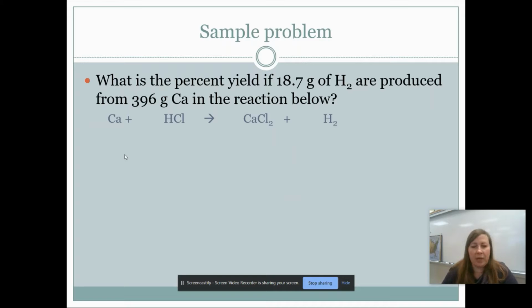So here's a sample problem, and I'll show you how to work this one out in just a minute. What is the percent yield if 18.7 grams of H2 are produced from 396 grams of calcium in the reaction below? For this question, we know how much product we actually got, but the question is how many grams of hydrogen should we get if everything works perfectly? So what we really need to do here is take our 396 grams of calcium and figure out how many grams of hydrogen we should get.